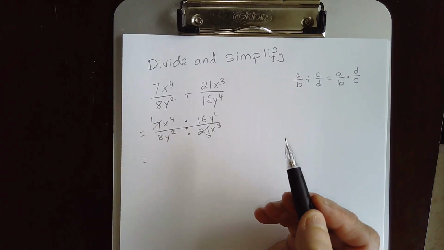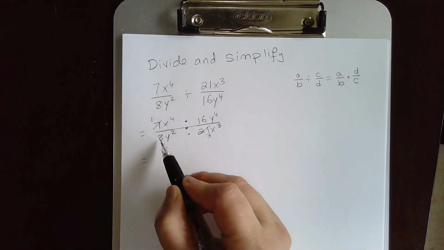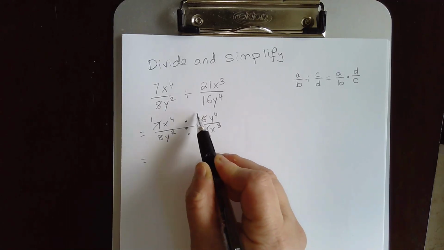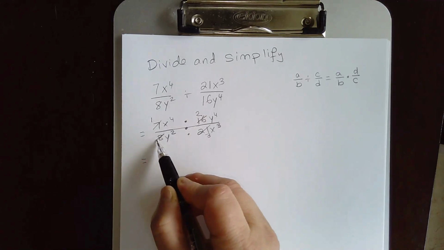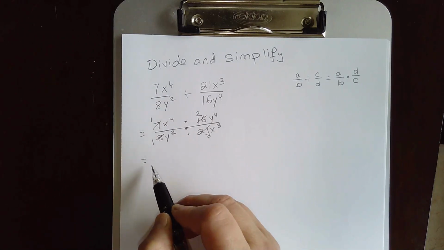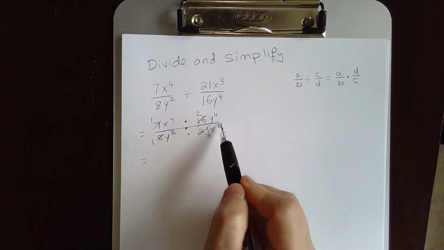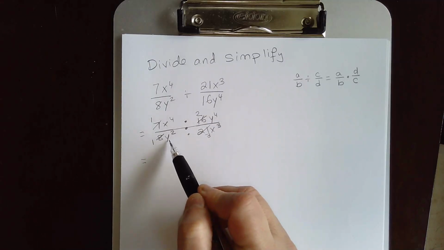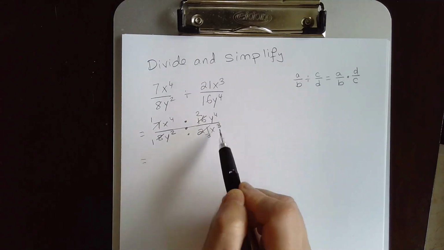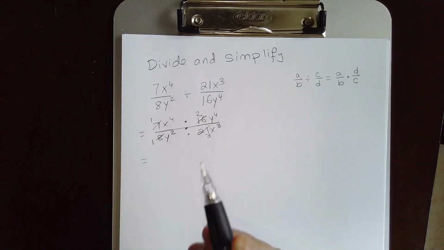Right? I could do the same thing with 16 and 8. 16 divided by 8 is 2. 8 divided by 8 is 1. I can simplify x to the fourth with the x cubed and y to the fourth with y squared as well. But just not to make it too messy here, I'm going to write it in the first step.